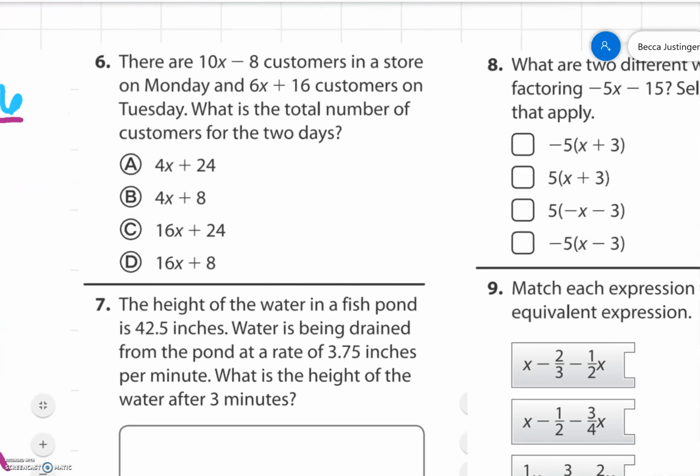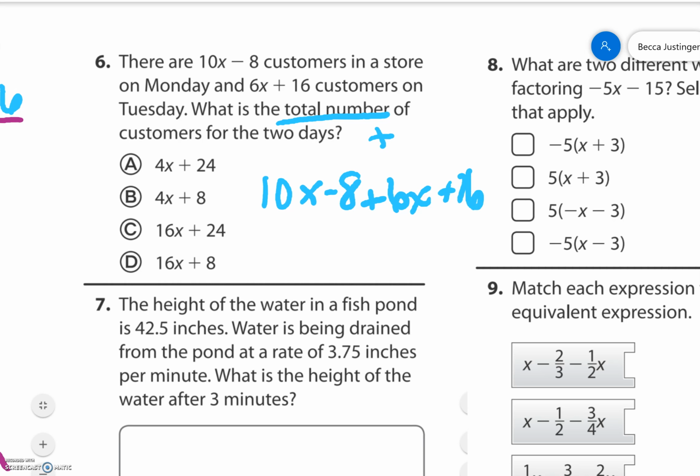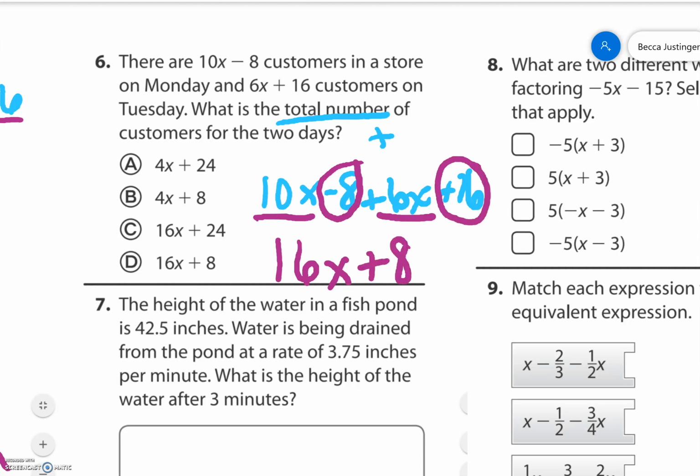Number 6. There are 10x minus 8 customers in store on Monday and 6x plus 16 customers on Tuesday. What is the total number of customers for the 2 days? So we have to add 10x minus 8 plus 6x plus 16. Combine like terms. 10x plus 6x is 16x. Negative 8 plus 16 is positive 8. So our answer is D.